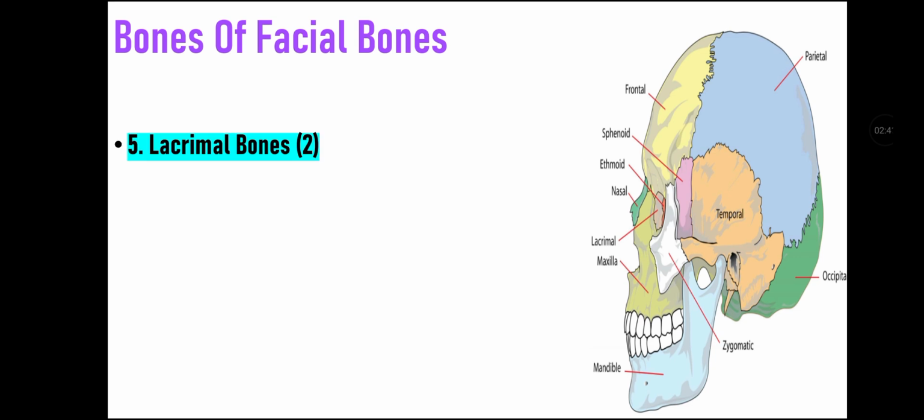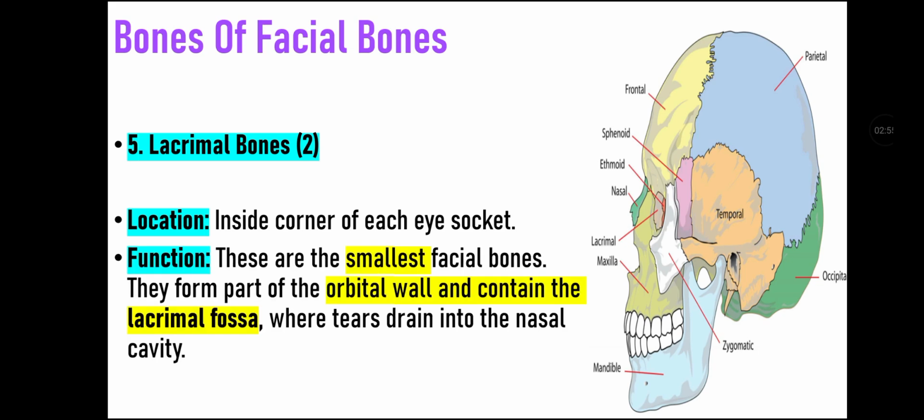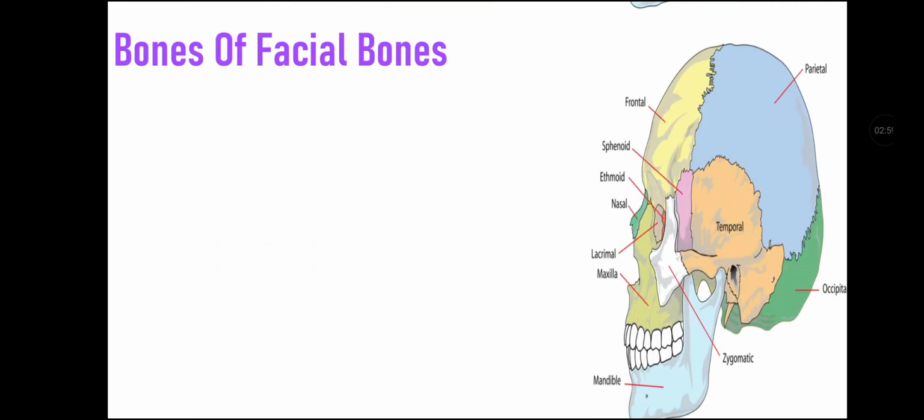Further, in facial bone we have is lacrimal bone. As you can see in diagram, they are pair bone, that means there will be two lacrimal bones in every skull. Location: they are located at the inside corner of each eye. Function: these are the smallest facial bones that form part of orbital wall and contain the lacrimal fossa.